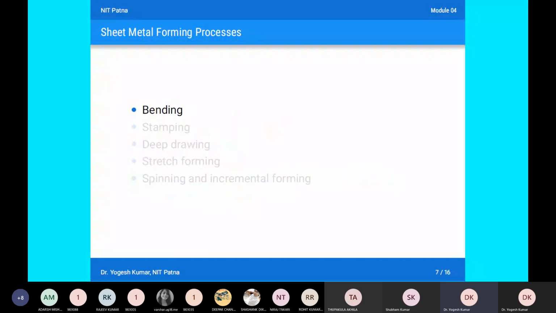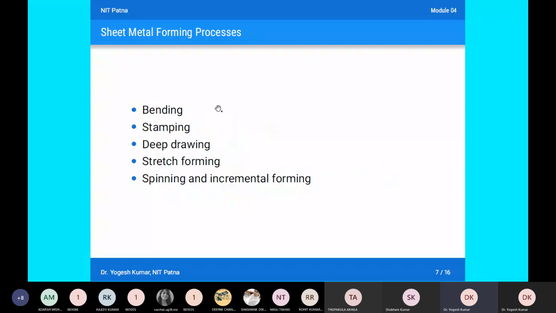Okay, so I have listed out a few metal forming processes which we are going to discuss under your module 4. These processes are bending, stamping, deep drawing, stretch forming, spinning, and incremental forming. These sheet metal forming processes are listed in your syllabus. So we will discuss one by one.